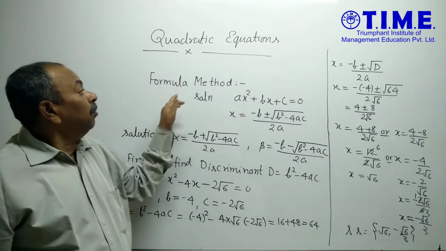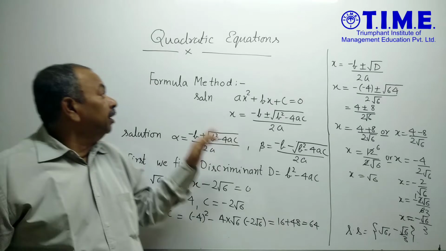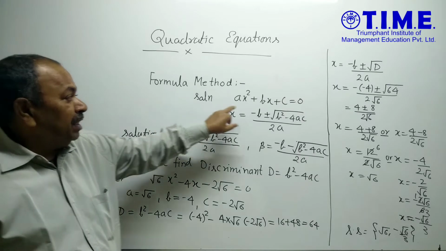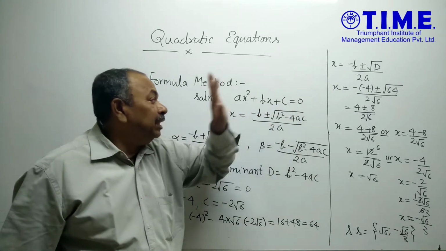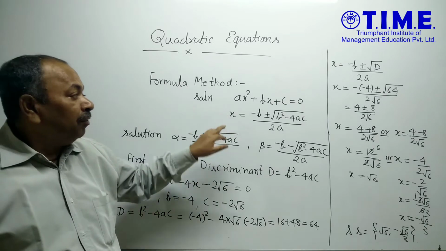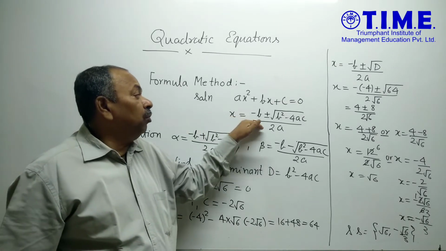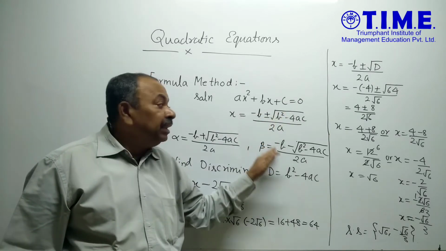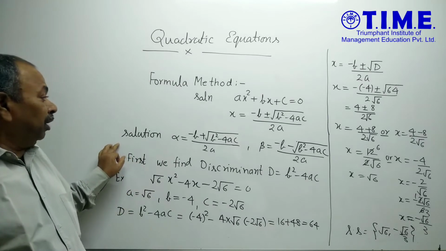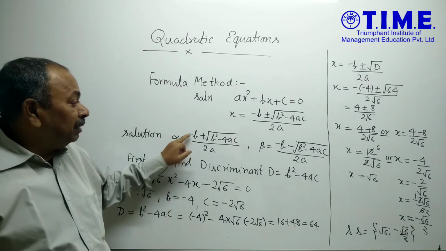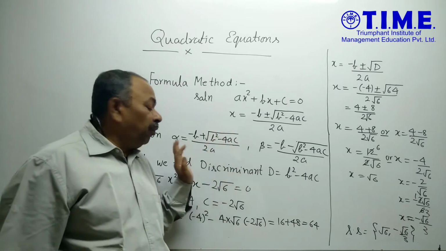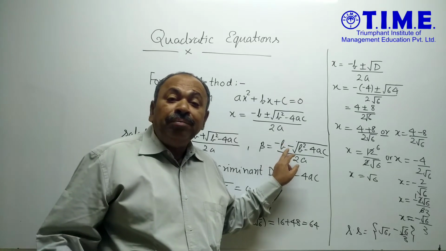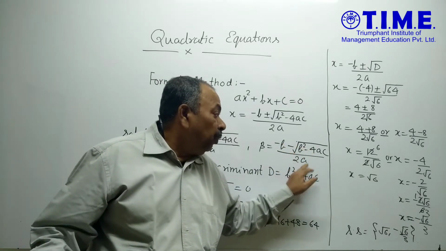Let us see one of the important methods to solve a quadratic equation, the formula method. What is the formula method? If the equation is ax square plus bx plus c is equal to 0, what is the formula to solve it? X is equal to minus b plus minus root of b square minus 4ac upon 2a. The first solution we say as alpha: alpha is minus b plus root of b square minus 4ac upon 2a, while beta is minus b minus root b square minus 4ac upon 2a.